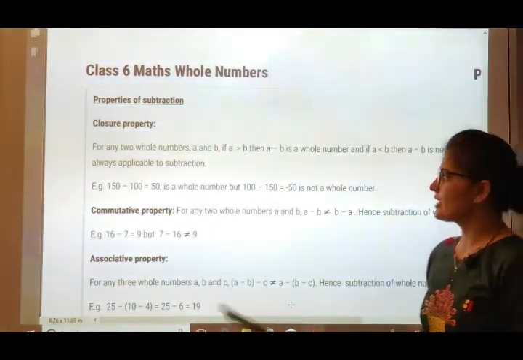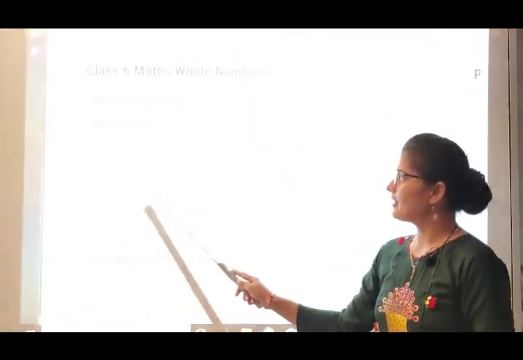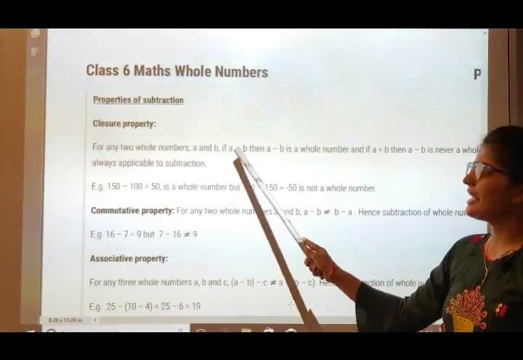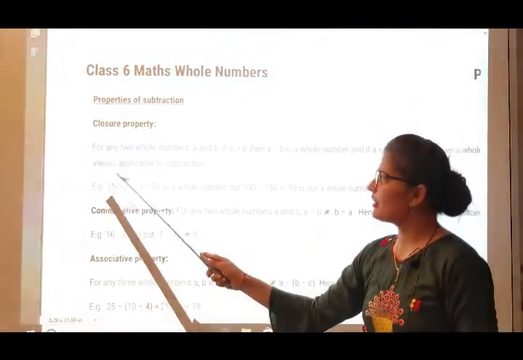Now let us see through an example that 150 minus 100 is equal to 50. That means that a is greater over here. a is 150, which is greater.